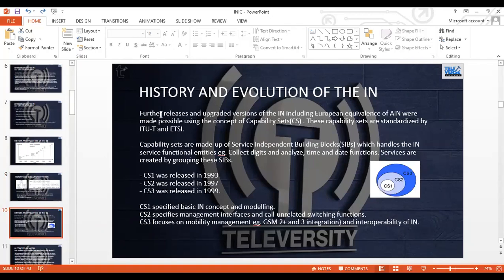we can see that further releases and upgraded versions of the IN, including European equivalents of the AIN, were made possible using the concept of capability sets. So please take note of some of these terms, capability sets. The IN evolution was made possible with the concept of capability sets. Capability sets are made up of service independent building blocks, called the SIBs. So you can be taking note of some of these.